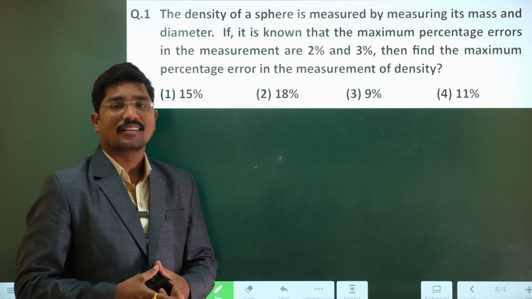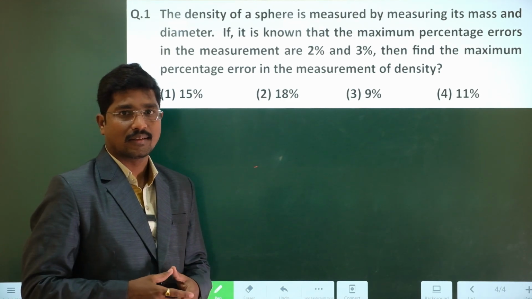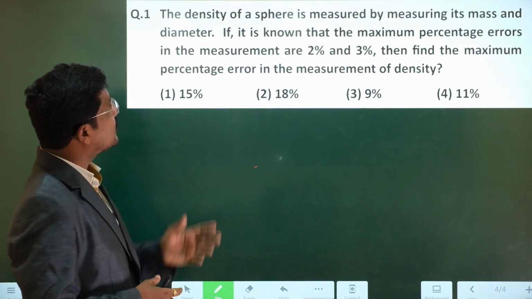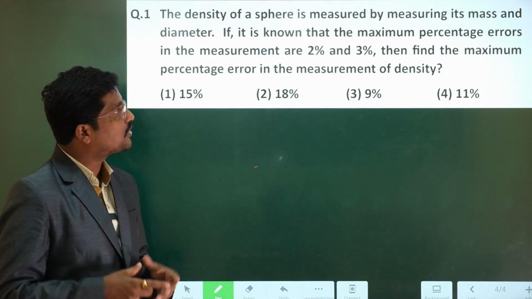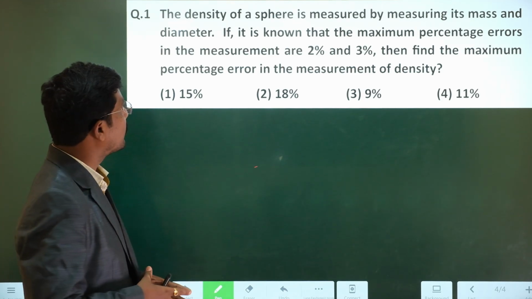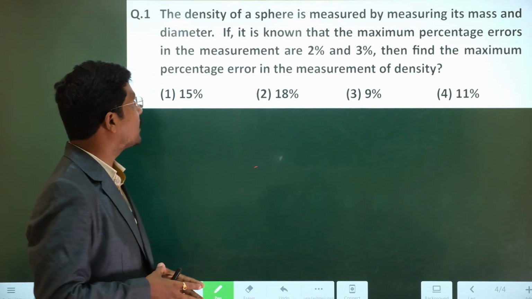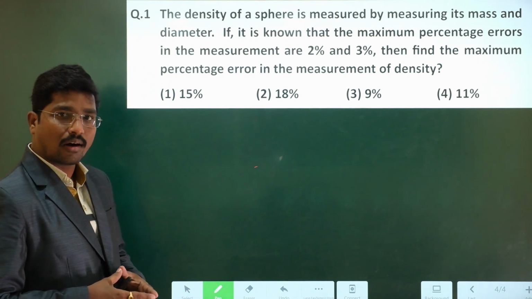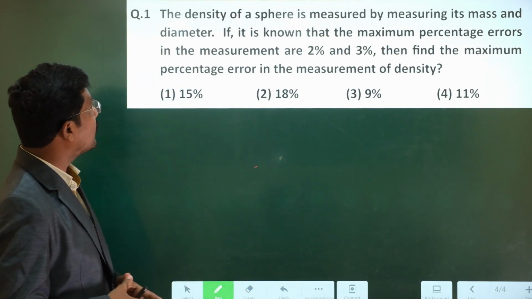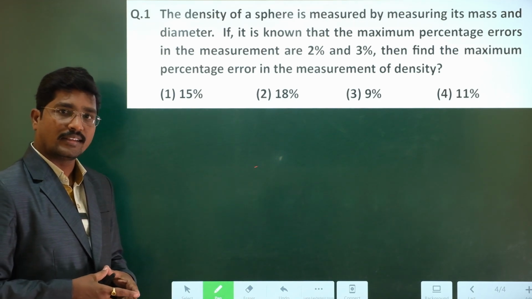Dear students, this is the MCQ from the concept errors. In the problem, it is clearly given that the density of a sphere is measured by measuring its mass and diameter. If it is known that the maximum percentage errors in the measurement are 2% and 3%, then find the maximum percentage error in the measurement of density.